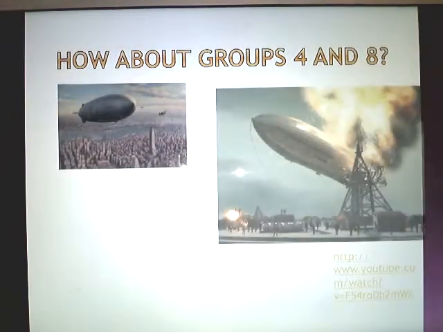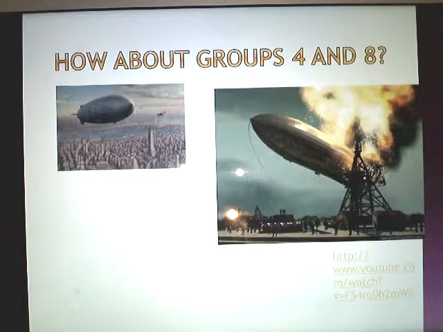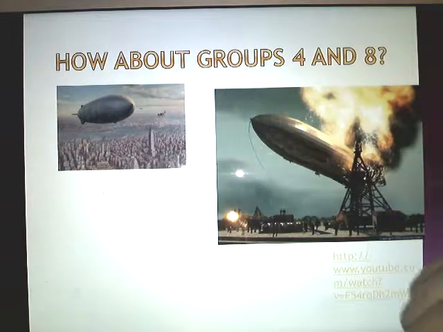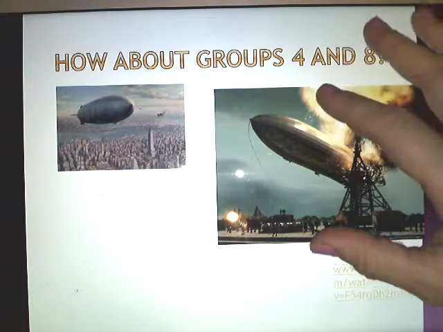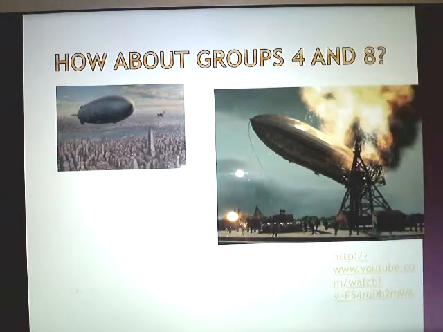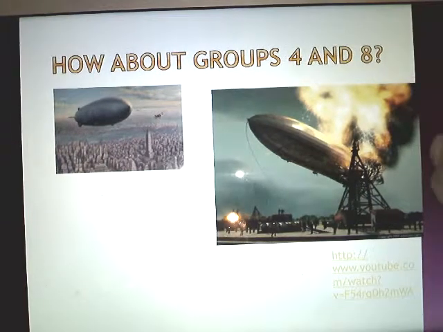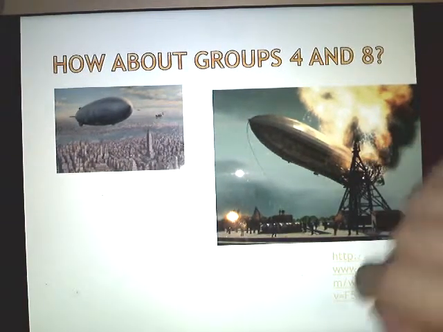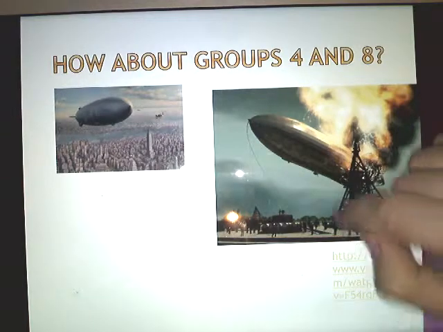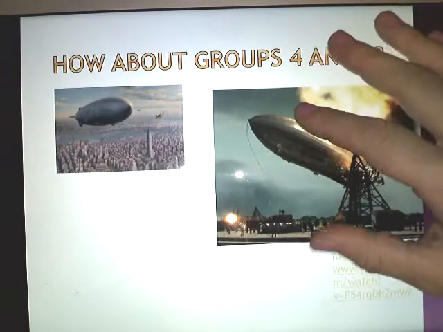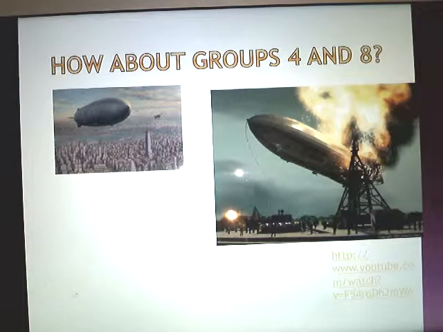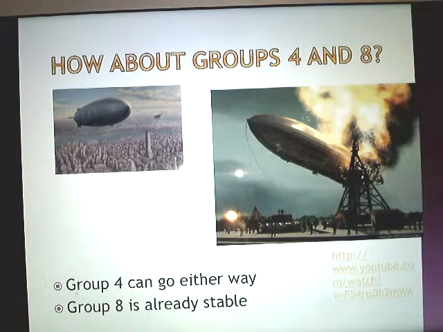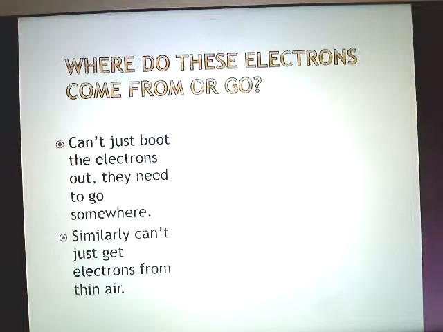We just said that. This is showing you the Hindenburg disaster. Spoke about this just ever so slightly. Basically, they filled up a blimp with hydrogen. You know how reactive hydrogen is. It has that one electron in its outer shell. If you filled it up with helium, as they do often now, you wouldn't have had that problem. So, group 4 can go either way. Group 8 is already stable.